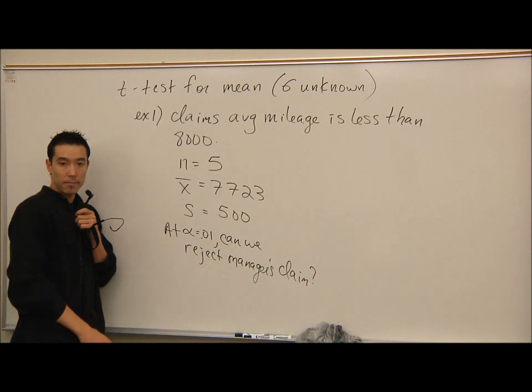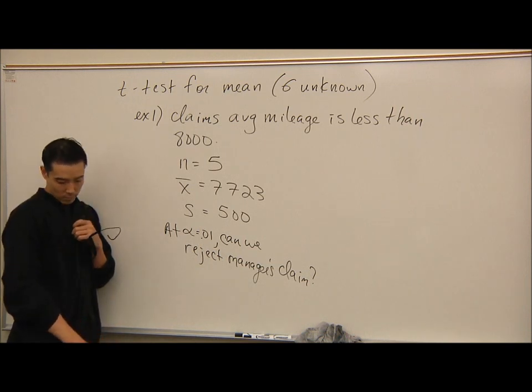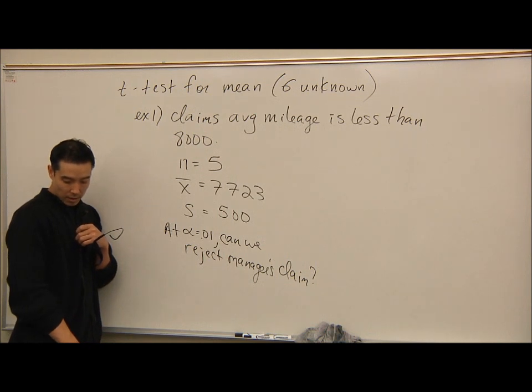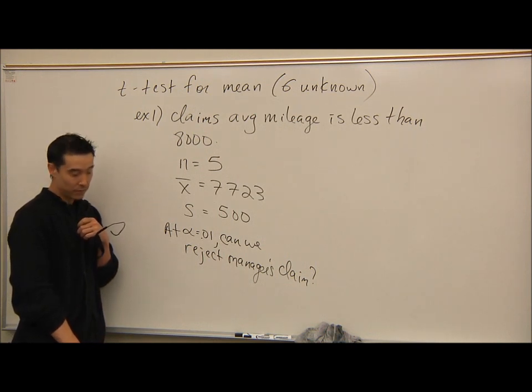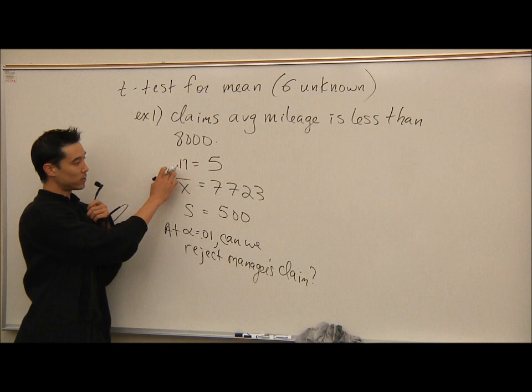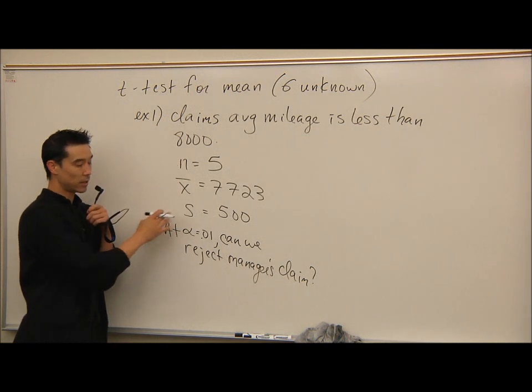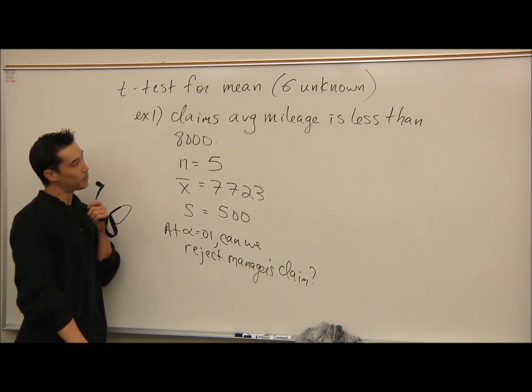Do you have a question? Yeah, can you read the part after 8,000? A sample of 5 cars had an average of 7723 with a standard deviation of 500. So n was 5, x bar 7723, and s was 500.